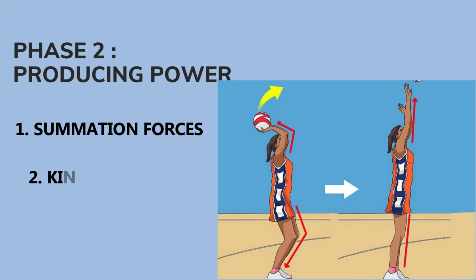Okay, next, during a shot in netball, we can visualize that a kinetic chain occurs, where movement from each body part occurs sequentially, starting proximal to the body and finishing distal, allowing for force summation.